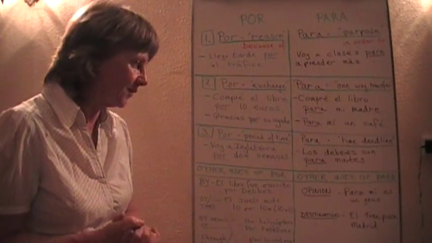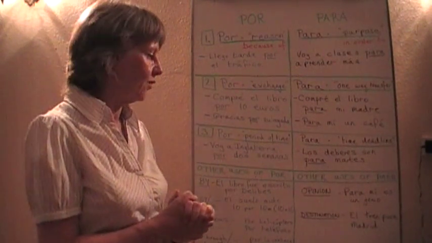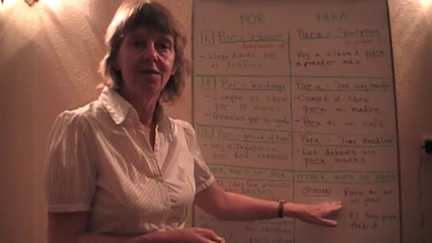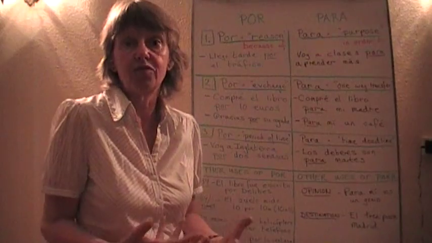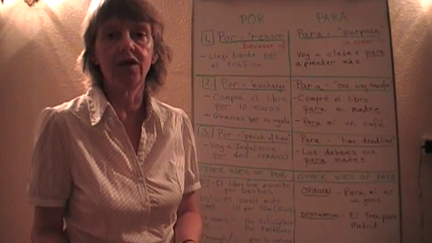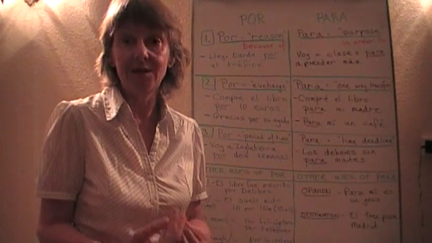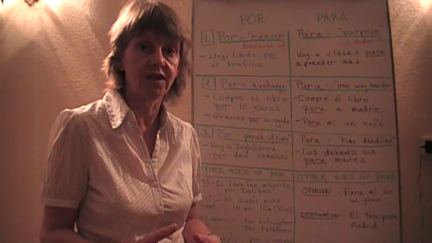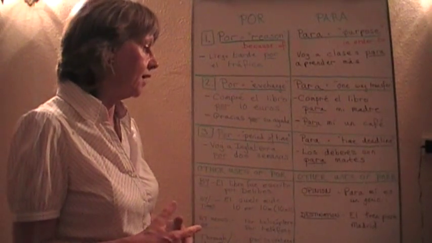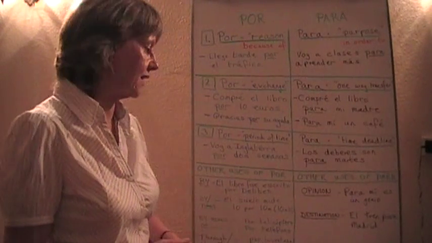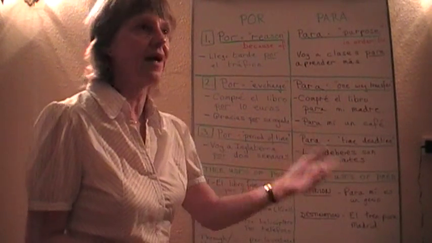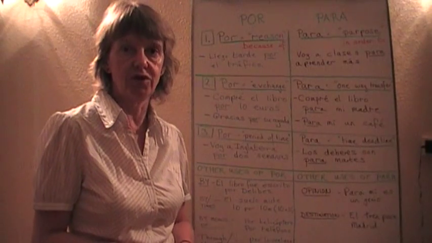Additional uses of para. There aren't so many. One really good one is para mí, meaning in my opinion. I might be describing somebody I think is brilliant and I say para mí es un genio. For me, as in my opinion, and this is used a lot in that sense. And also destination, physical destination rather than a time deadline. El tren para Madrid, the train for Madrid.